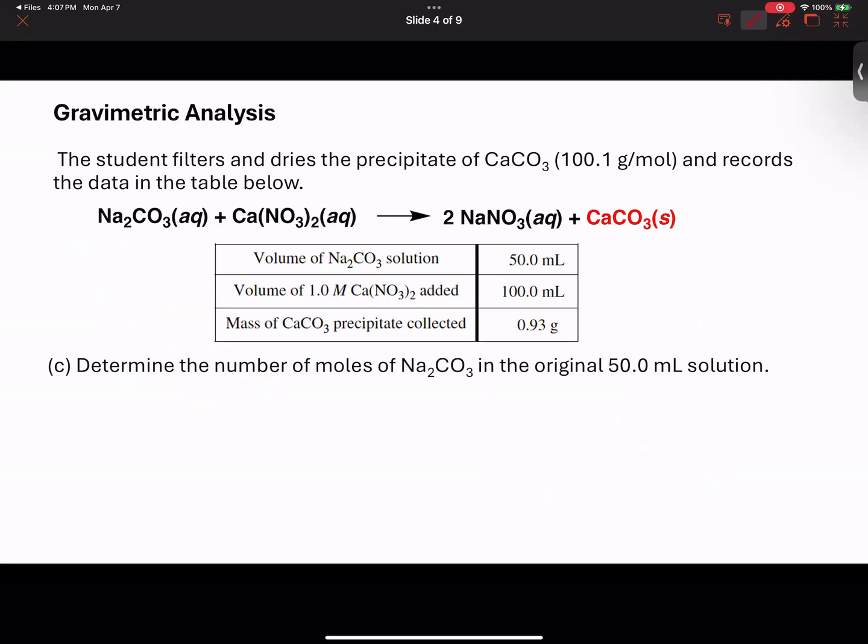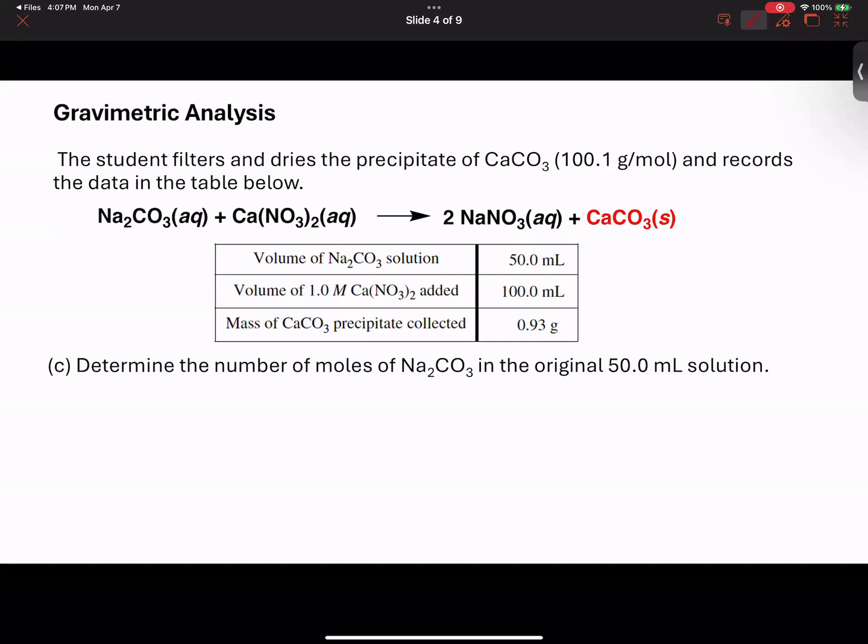Now determine the number of moles. The student filters and dries the precipitate of calcium carbonate, this insoluble solid precipitate, and records the data in the table below. This is called gravimetric analysis, a very important part of a general chemistry laboratory. Many times we have a solid precipitate, so we need to filter it. Sometimes we heat it to 80 or 90 degrees for 5 minutes to make the solid precipitate grow in size. We call it flocculation.